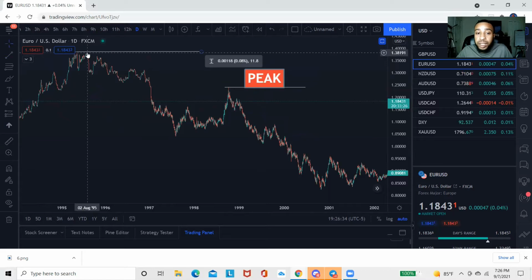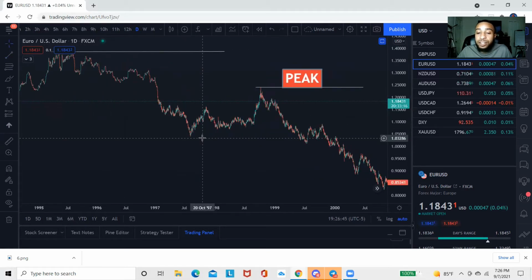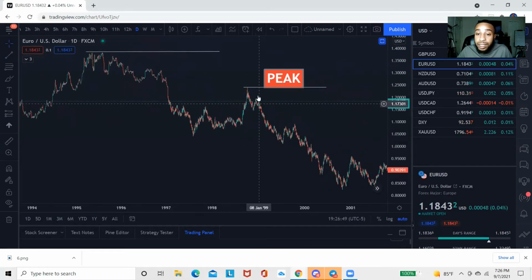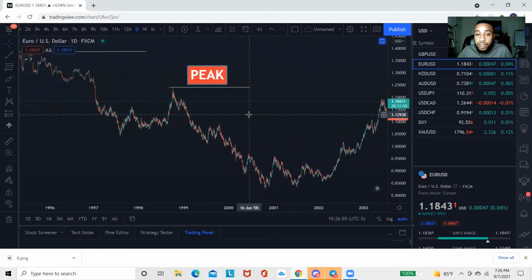So if the market created a peak up here, we would only be looking for long-term buying opportunities if the market were to come back and break above this area. Notice how the market does not do that. So what do we want to do? Keep looking for sales. And every time the market creates an additional peak, if the market does not come back and break this area, we are going to continue looking for sales.